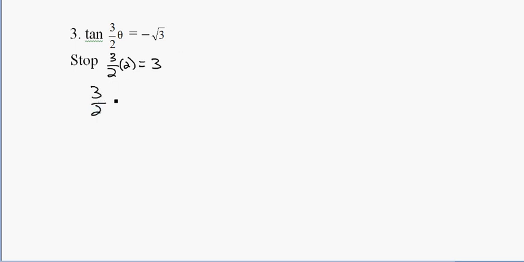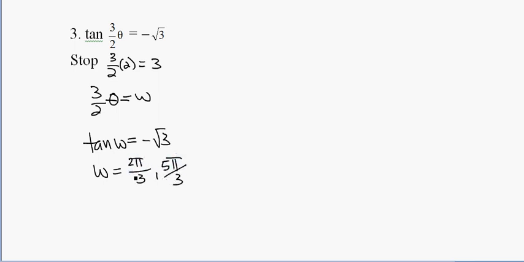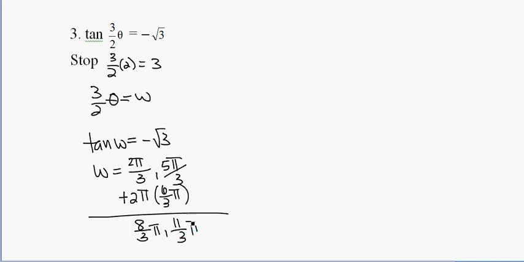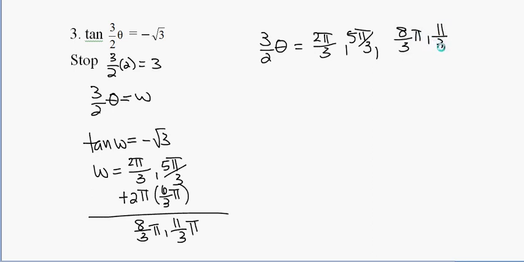So I'm going to let 3 halves theta equal w. So the tangent of w equals negative radical 3. So w is equal, tangent is negative radical 3. That's 2 pi thirds and 5 pi thirds, because that's the second and the fifth quadrant. We need to find the coterminal angles. So we'll add 2 pi, which is the same as 6 thirds pi. So that gives me 8 thirds pi and 11 thirds pi. So 3 halves theta is going to be the same as 2 pi thirds, 5 pi thirds, 8 pi thirds, and 11 thirds pi. I'm going to multiply everybody by 2/3.